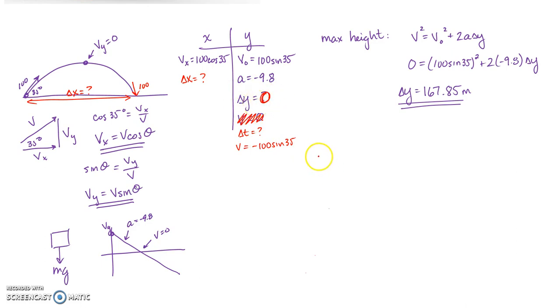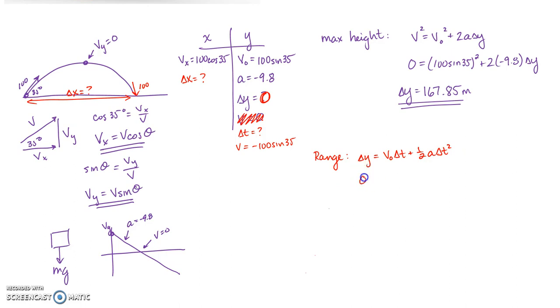So if we want to find the range, now we definitely have to do a 2-step problem, because we're going to have to solve for time in the y and then use that in the x. So to solve for time in the y, it looks like the equation we're going to have to be using is delta y equals v sub naught delta t plus 1/2 a delta t squared. I'm sure you've memorized all these equations by now.